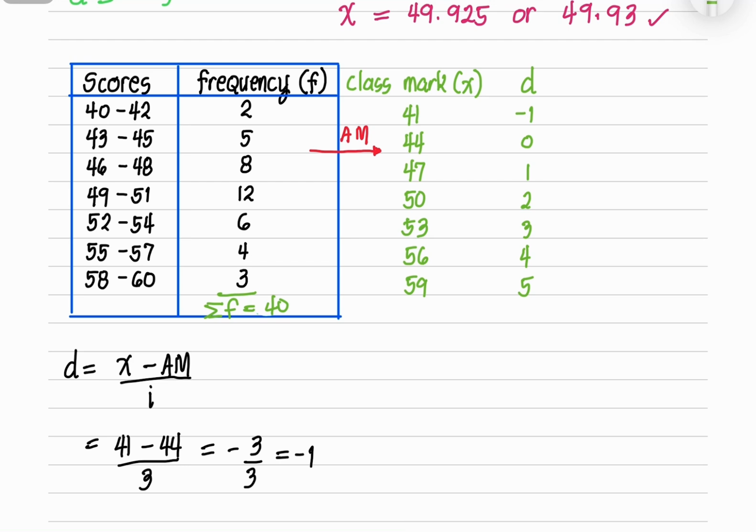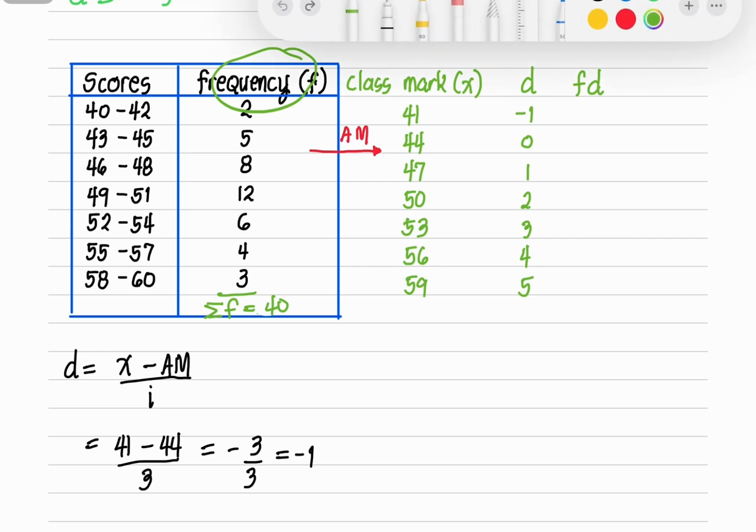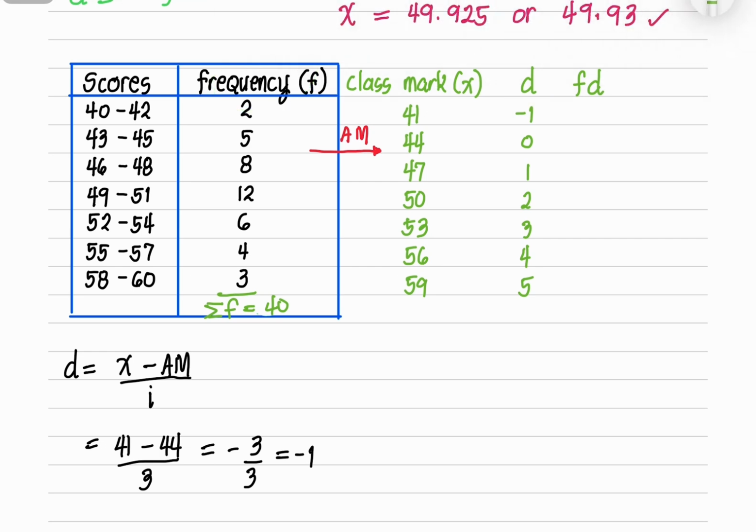And then, we have F times D. Sa last column natin, we need to multiply the frequency and then the D, no? So, i-multiply natin yan, class. So, likewise, if you have 2 times negative 1, so negative 2 yan. So, 5 times 0, 0. Tama? Okay. So, we have 8 times 1 equals 8. And then 12 times 2, 24. And then 6 times 3, 18. Next, 4 times 4, 16. Last, 3 times 5 equals 15.